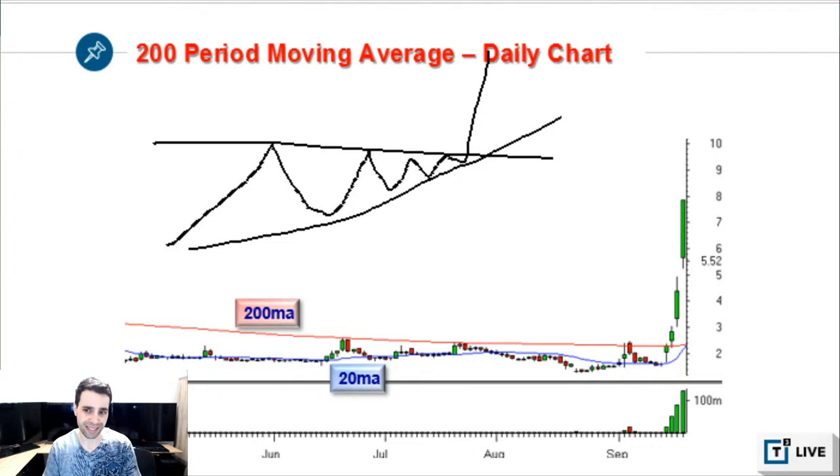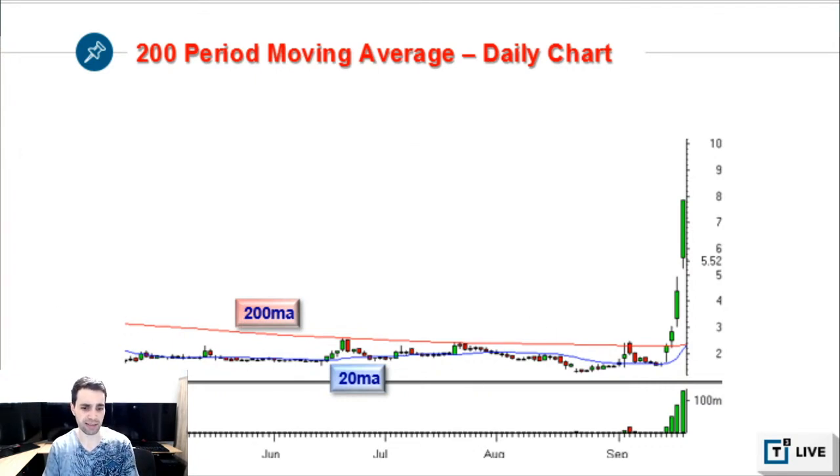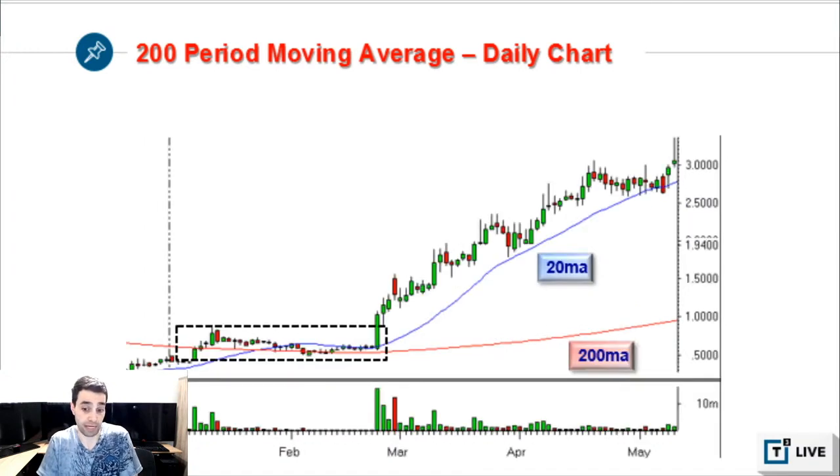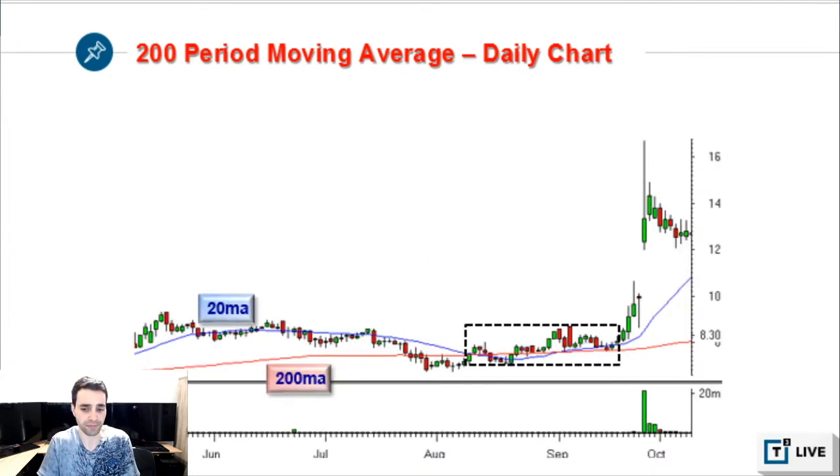That's the best, but it doesn't always look like this. Sometimes it can be like this. That's great too. Love it. That's wonderful as well. Notice the 200, the rising 20, and then break out and off to the races. Same here.